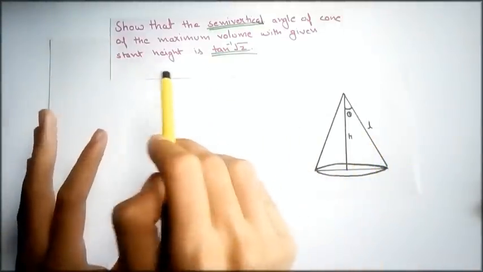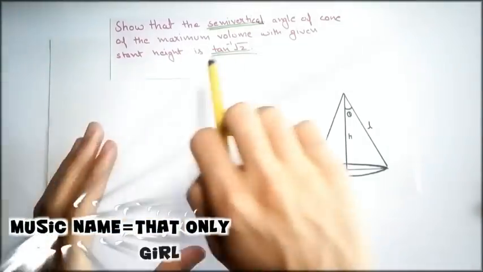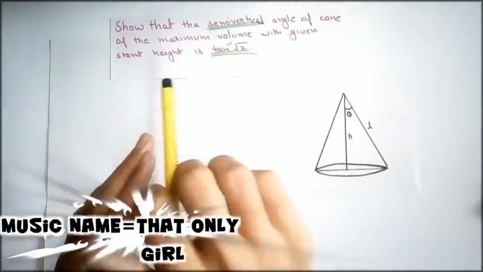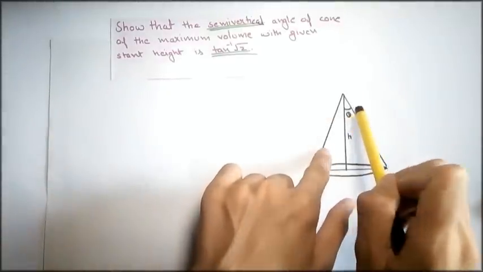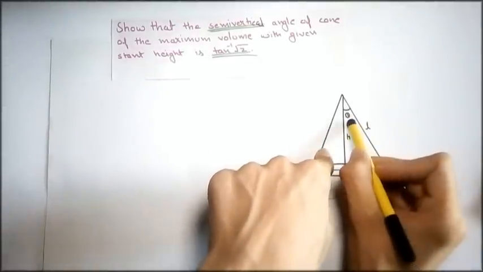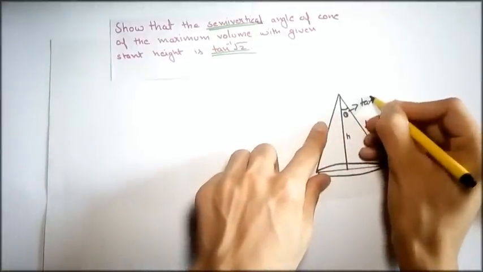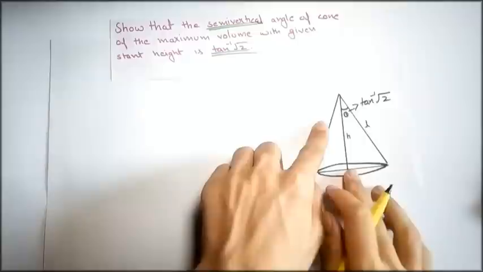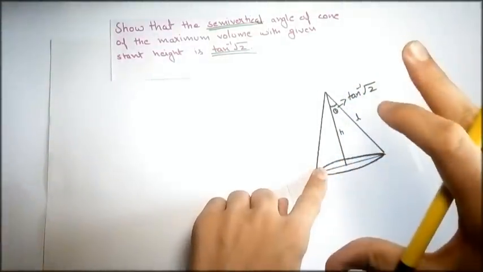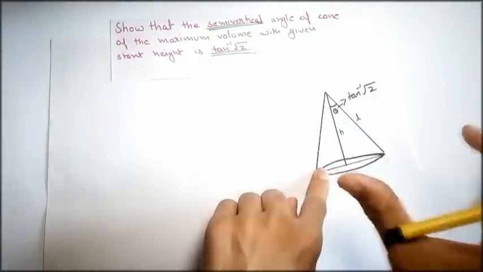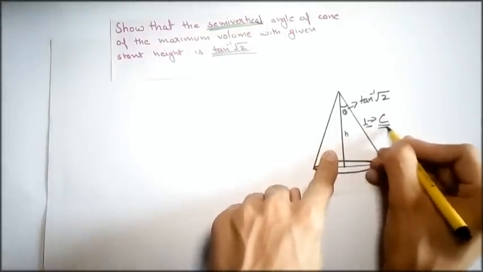You are asked to show that the semi-vertical angle of a cone of maximum volume with given slant height is tan inverse root 2. The semi-vertical angle is this, so we have to show that it is tan inverse root 2. When the volume of the cone is maximum, and you have been given a slant height, that means the slant height is constant.